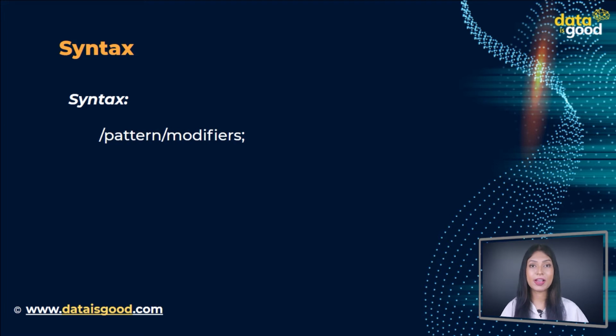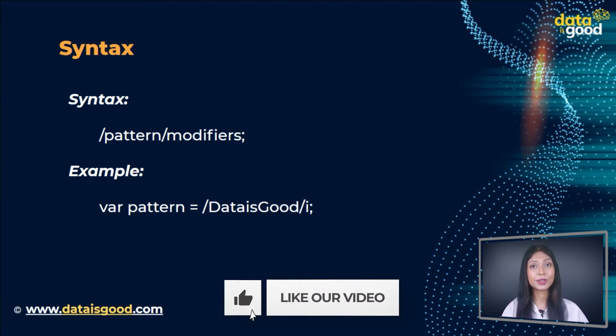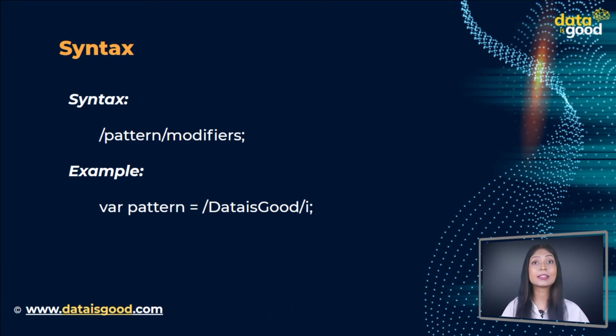Pattern, modifiers. Now let us see one example. var pattern = /data is good/i. Here, /data is good/i is a regular expression. We want to search for "data is good". The i is a modifier which allows us to search the particular pattern regardless of its case. That means it is case insensitive.